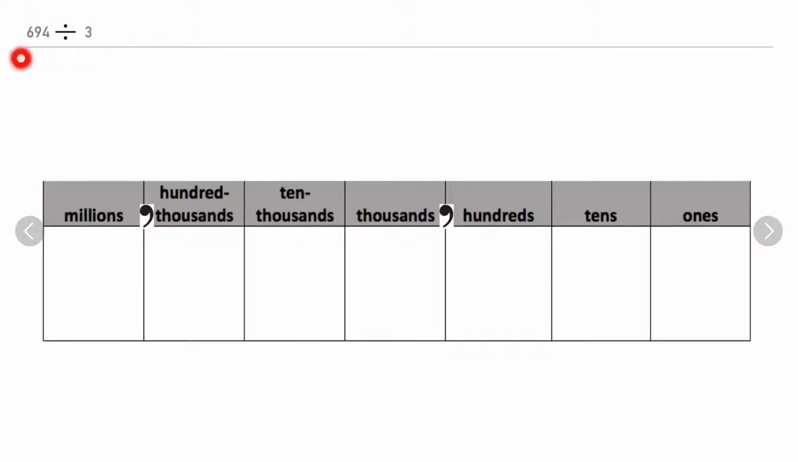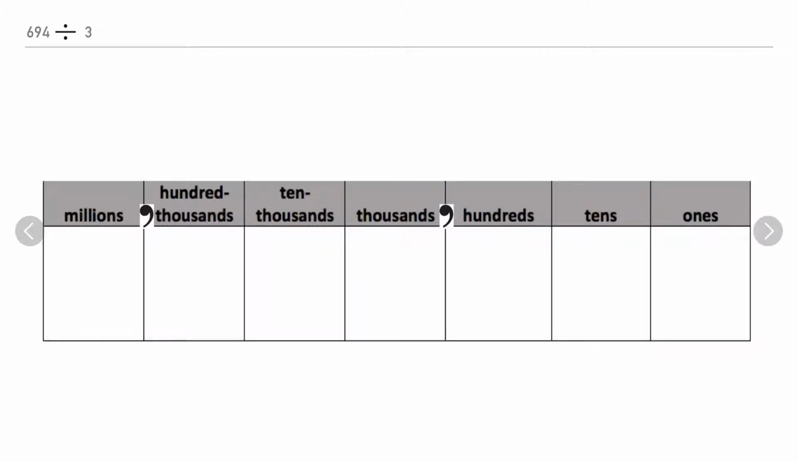694 represents my dividend. It's the number being divided. And the 3 represents my divisor. It's the number of groups I'm going to break apart or decompose 694 into. So if I'm using a place value chart, the first thing that I'm going to do is model my dividend on my chart.